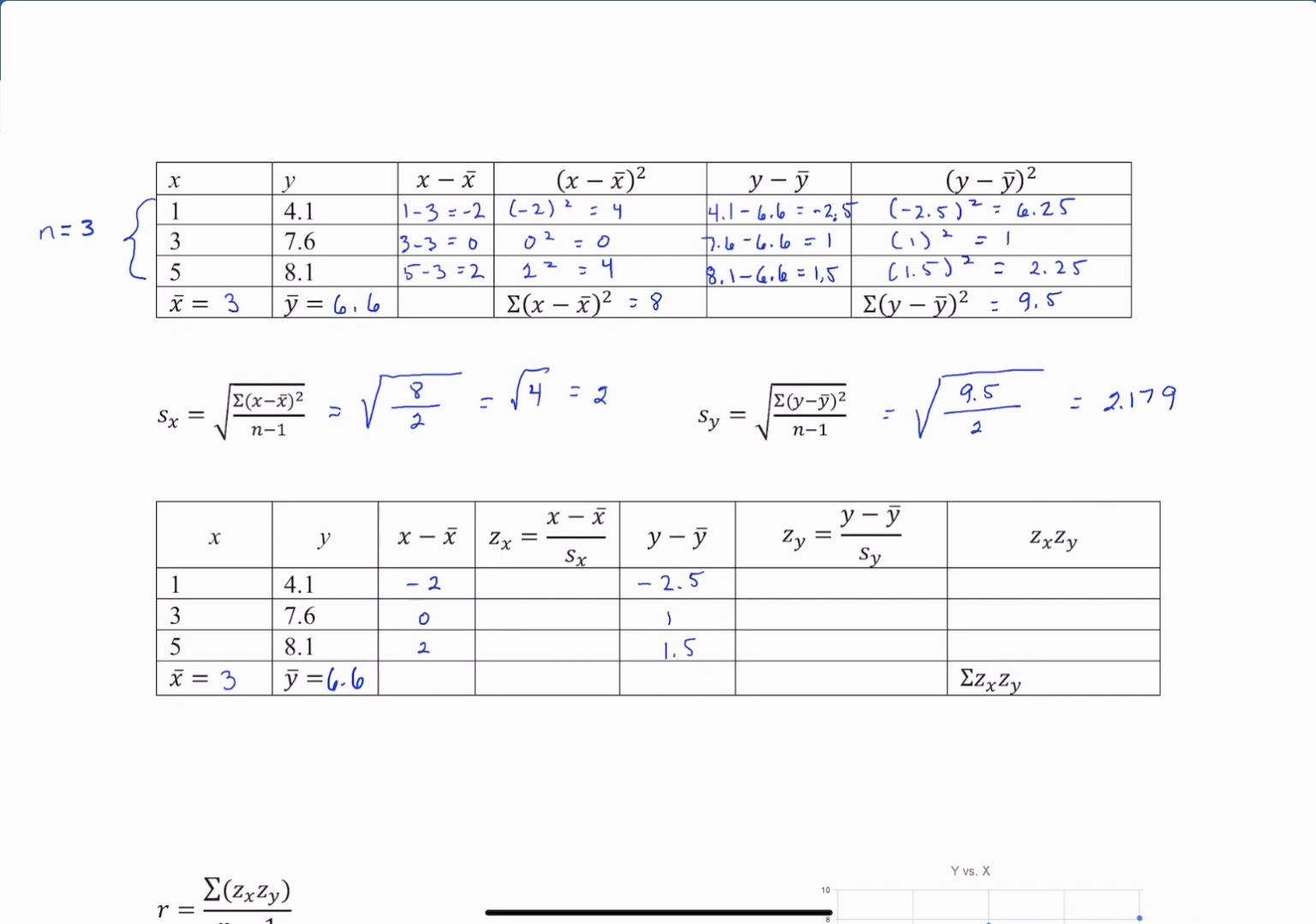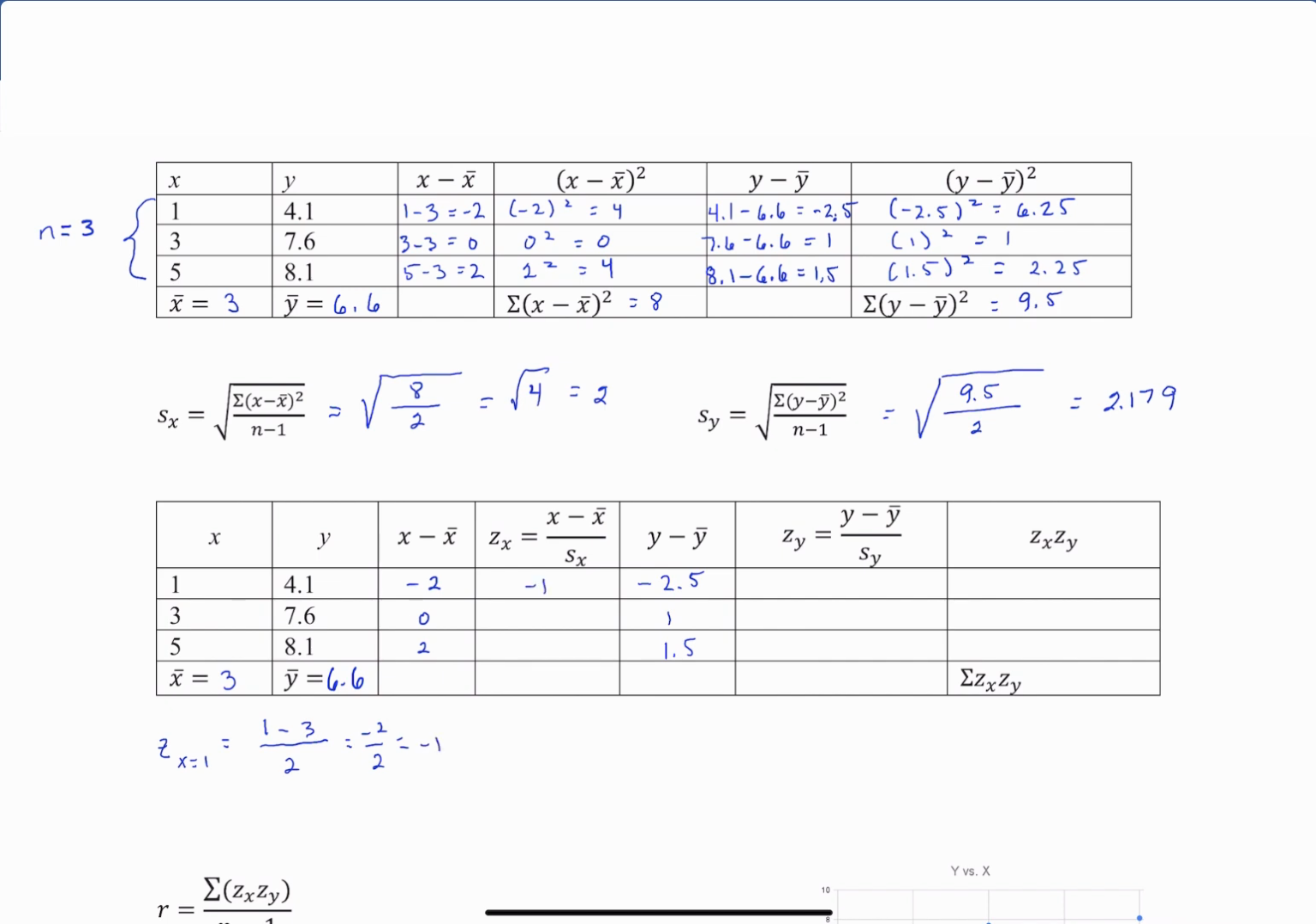I didn't really leave room to show all the z computations in the table, so I'm just going to do a couple of them down below here for you. So to get the z-score for x equals 1, we're going to take 1 minus x bar, which is 3, and divide by s sub x, which is 2. So that's -2 over 2, which is -1. So I'll put a -1 in there.